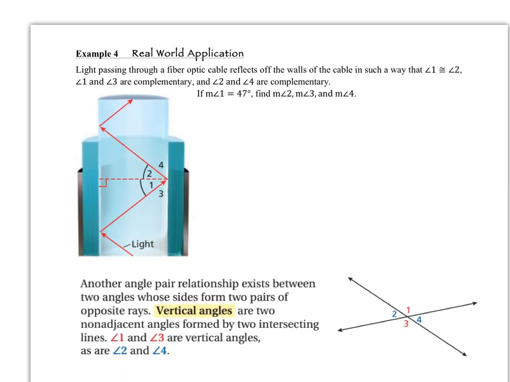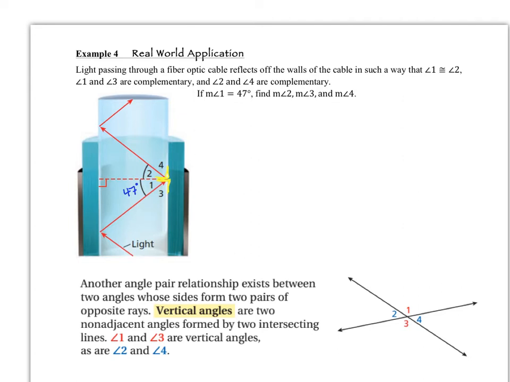Okay, here we've got a real-world application. It says, light passing through a fiber optic cable reflects off the walls in the cable in such a way that angle 1 is congruent to angle 2. Angles 1 and 3 are complementary, meaning they add up to 90 degrees, and we can kind of see that here because it looks like they make a right angle right there. And angles 2 and 4 are also complementary, also forming a right angle. If the measure of angle 1 is 47 degrees, find the measures of angles 2, 3, and 4.